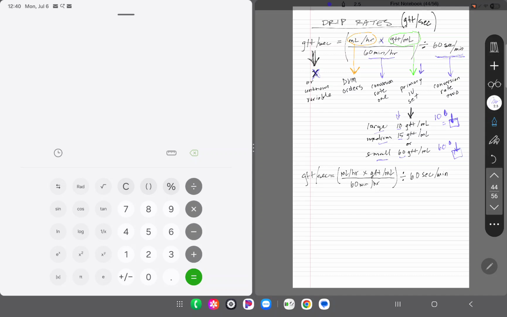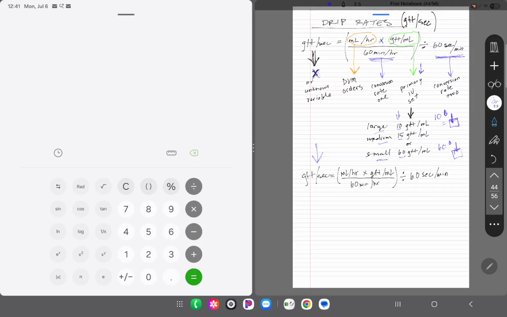You need to pay attention to the orange piece, the mil per hour, which is your DVM orders, and your drips per mil in the green here, which is your primary IV set. Those are the pieces you have to have somebody else give to you, whether it is the doctor or you going to the cupboard and discovering which primary IV sets you have. Otherwise, 60 minutes in an hour, that's a conversion rate that never changes. 60 seconds in a minute, that's another conversion rate that never changes. Great. Okay, we got all those pieces.